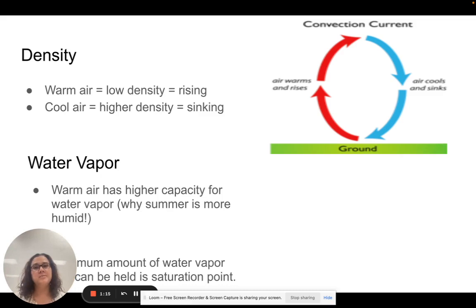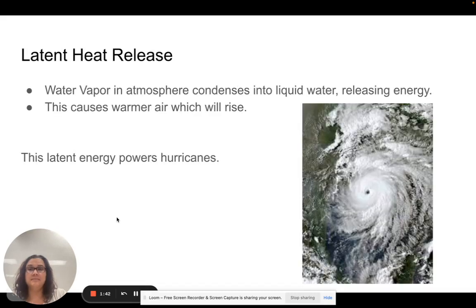These are also going to come into play when we start talking about ocean currents, because air and water are both considered fluids for our intents and purposes. The other thing to note is that warmer air has a higher capacity for water vapor, right? It can hold more water in it. That's why in the summertime, we get much more humid days. We get a higher dew point. Cooler air has a much lower saturation point, so it cannot hold as much water. That's going to come into play when we start looking at what causes rain.